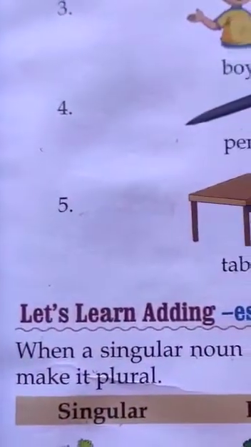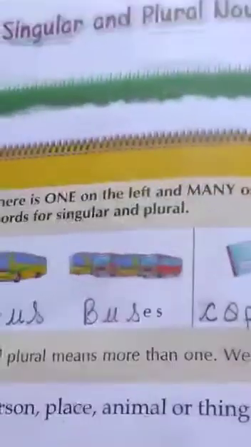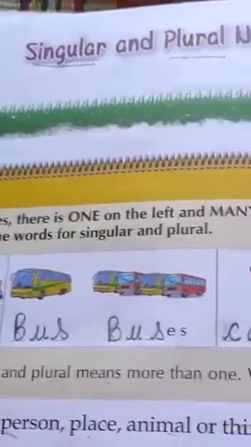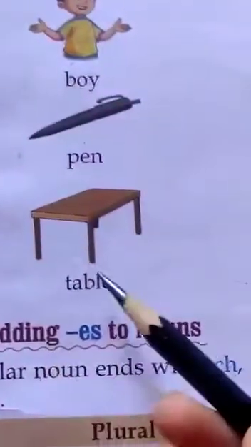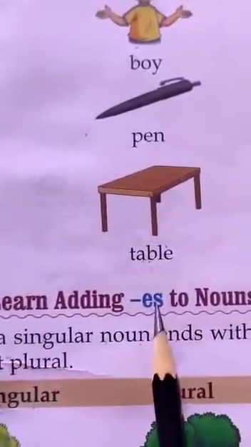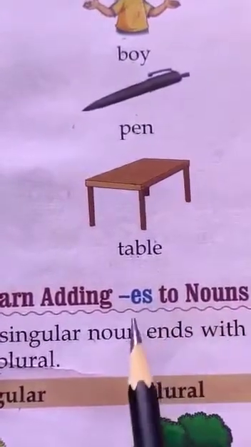Now this is your English first book, chapter 3, singular and plural nouns. And in the last video we learned about using s in plural form. Now let's learn adding es to nouns. Now we will add es to the nouns.